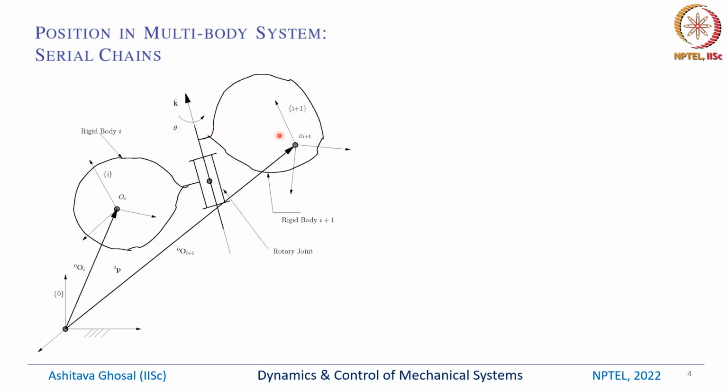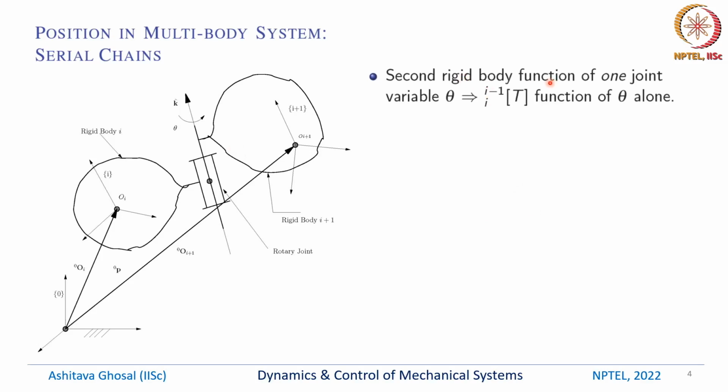Recall, a rotary joint allows this I plus 1 rigid body to rotate with respect to the rigid body I about an axis along K by an angle theta. So the second rigid body is a function of one joint variable theta. The rotary joint allows 1 degree of freedom. So the position and orientation of this rigid body with respect to the previous rigid body can contain only one independent variable, which is theta. So the transformation matrix I minus 1 I T is a function of theta alone.